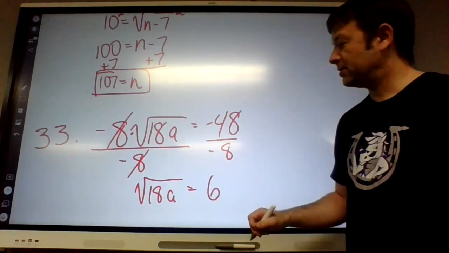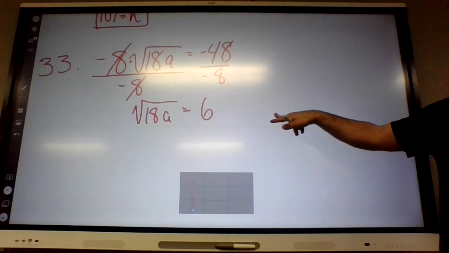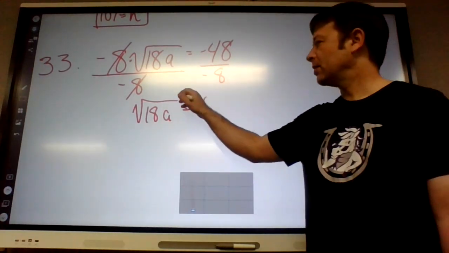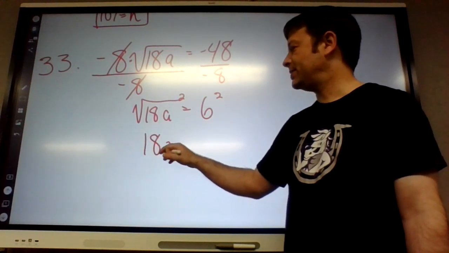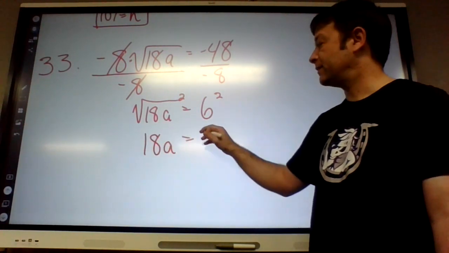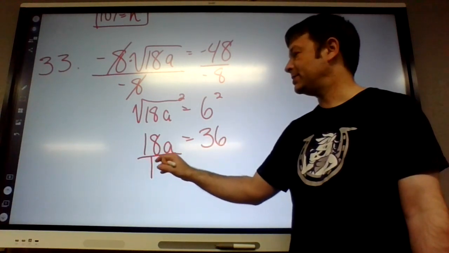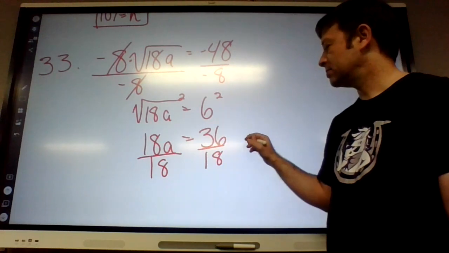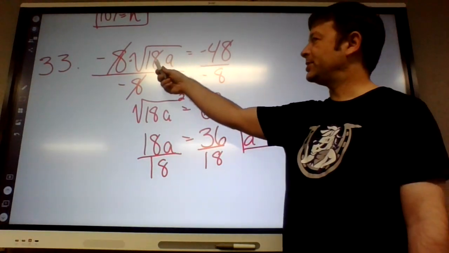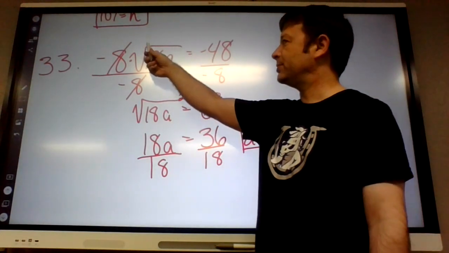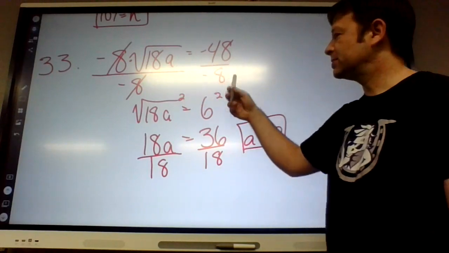You're funny, Ryan. Now we got the square root by itself. What do we do? You square them both. So over here we just have 18a. Over here we have 36. What is 36 divided by 18? 2. Let's see if it works. 2 times 18 is 36. Square root of 36 is 6. Times negative 8. Negative 48.